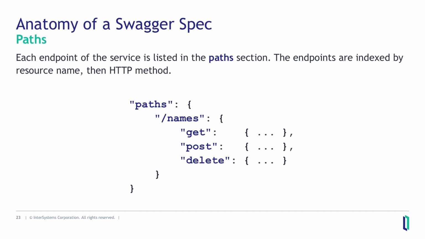Following the RESTful design principles, these endpoints are indexed by the resource name first and the HTTP method second. You're encouraged to reuse resource names when setting up a REST service. And so in each one of these ellipses right here, you're going to find additional properties that actually describe what that endpoint does.